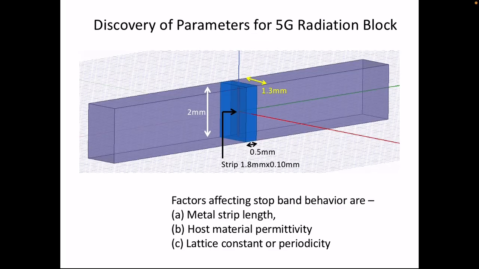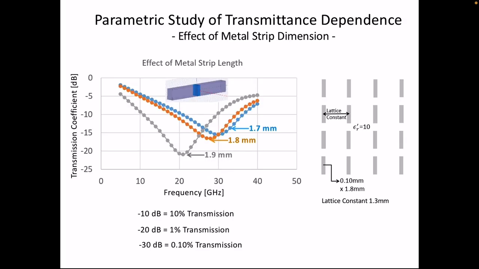The different factors that we learned were affecting the stop band behavior were the length of the metal strip, the host material, and then the lattice constant or periodicity, essentially how far spread out each metal strip is. And here, as you can see on this chart, we're getting closer to the desired frequency.